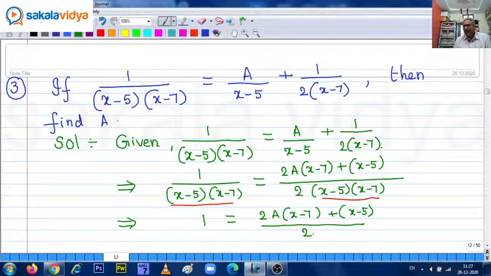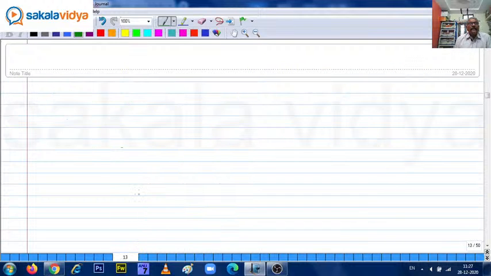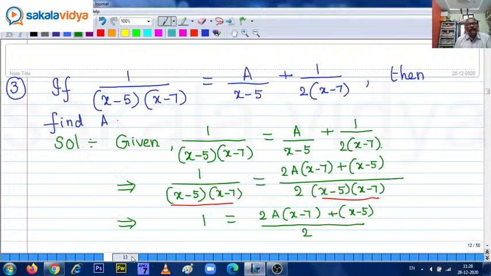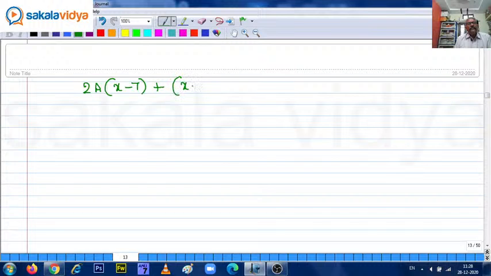If you cross multiply, you will get identity. That is called identity. So now we get like this: 2a times x minus 7 plus x minus 5 equals to 1 multiplied by 2. Suppressing method means what we need to do? X minus 5 is equated to 0. That means indirectly we are going to find the 0 of the polynomial x minus 5. The 0 of the polynomial x minus 5 is x is equal to 5.